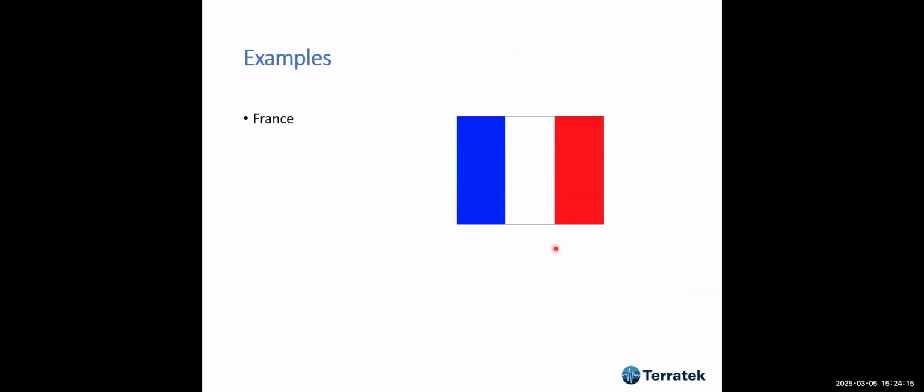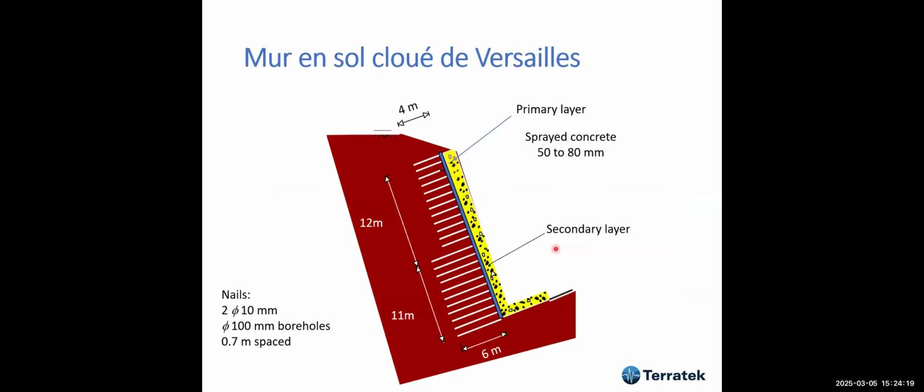Some examples. Let's go back. Let's go to France first, where they started doing lots of work like that, and they developed the analysis. They did the Clouterre research project. So this is probably the first. It's a wall, sol cloué, which is the French term, in Versailles.